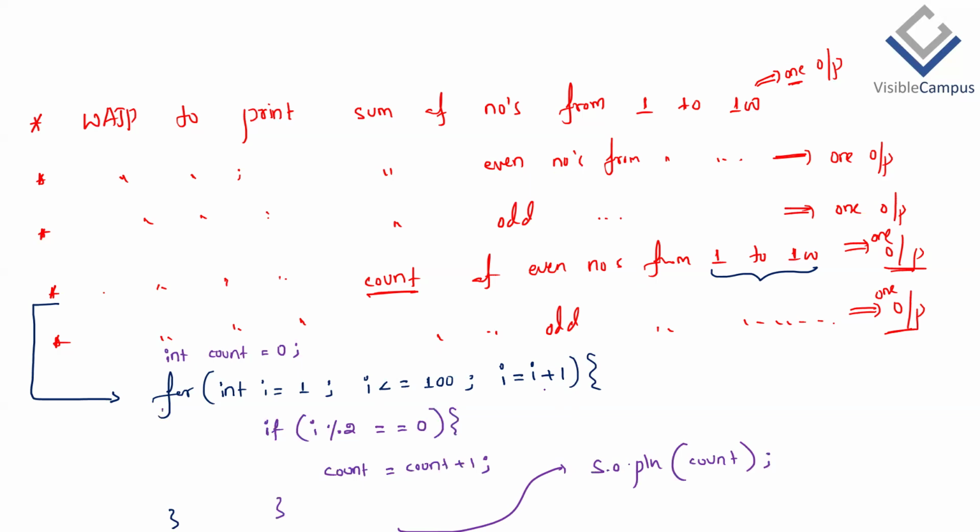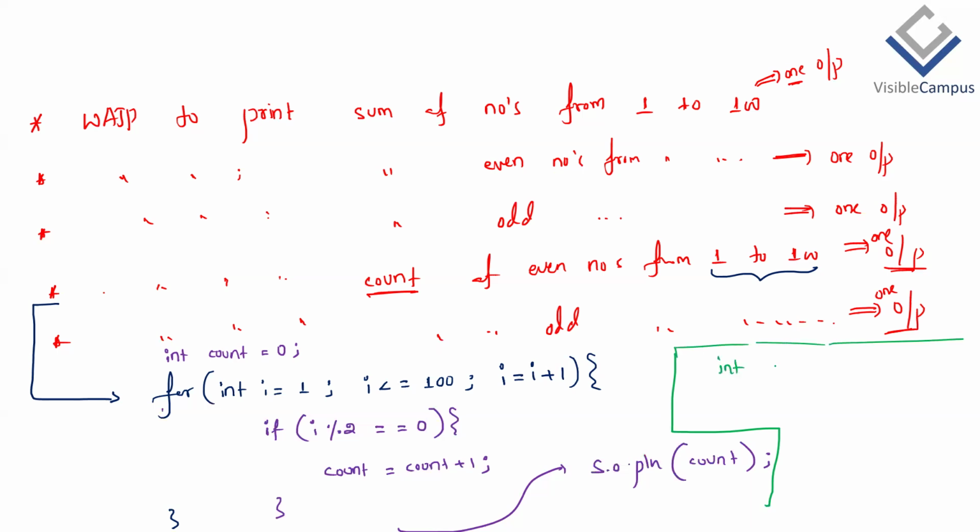Correct? Yeah, this is one way. Is there any other easier way? Is it recommended? We discussed this loop. How many times will it run? 1 to 100, so 100 times. Correct? But can we make this run 50 times only, because we want even numbers? We know even numbers start from 2.